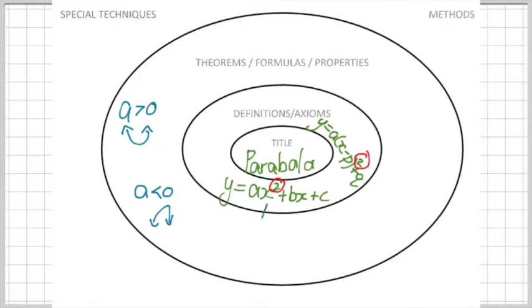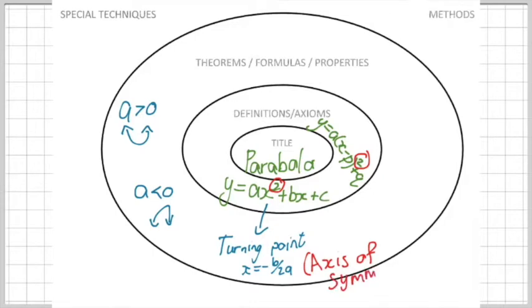Next up, I can get the turning point from the normal turning point formula, x equal to negative b over 2a. Now, incidentally, that's also the axis of symmetry. So that is also just something you might need to remember because we can ask it in the exam. So the axis of symmetry is always the x value of your turning point. Now to get the y value, we simply substitute that x value back.